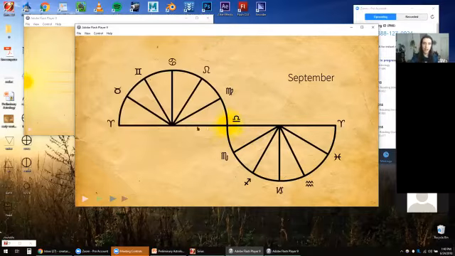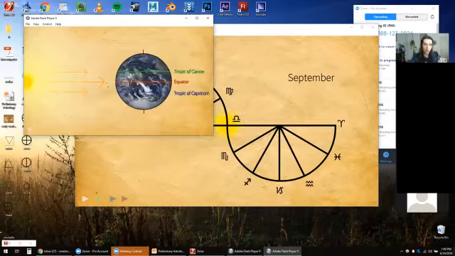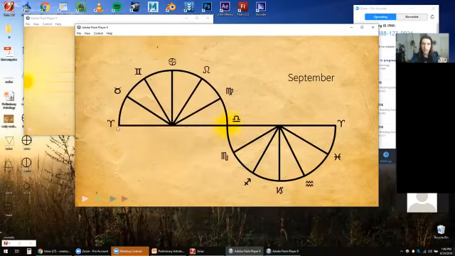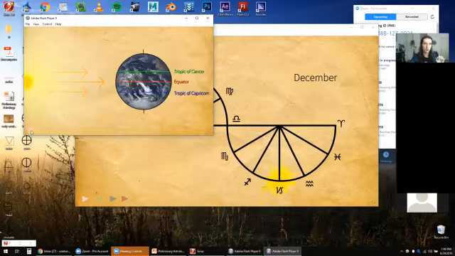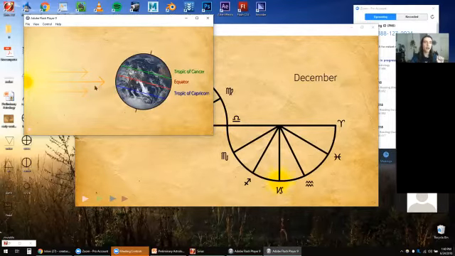So in September, we have this point where the sun's incoming rays are again aligned with the equator, just like during the spring equinox. And this is when the sun enters the sign of Libra, moves into Scorpio in October, Halloween time, moves into Sagittarius in November, Christmas time. And then we have our winter solstice. And again, this is when the sun's incoming rays are aligned with the Tropic of Capricorn.